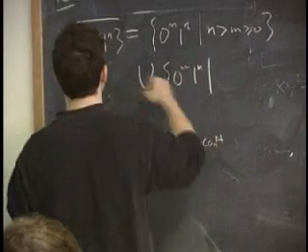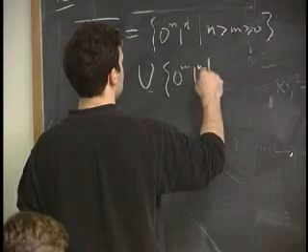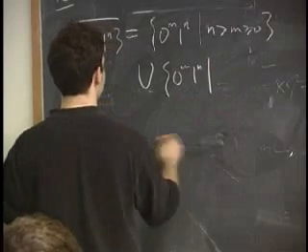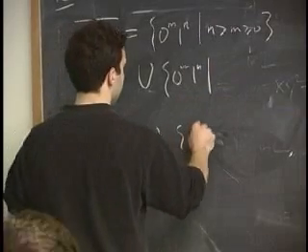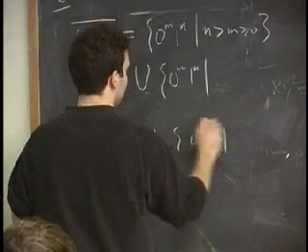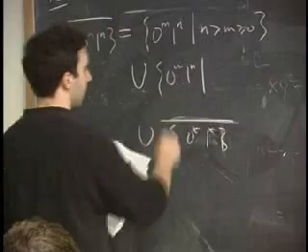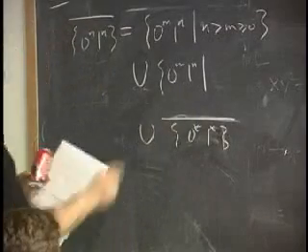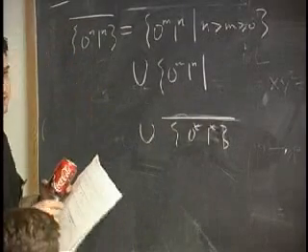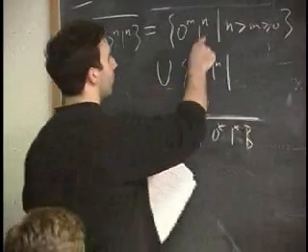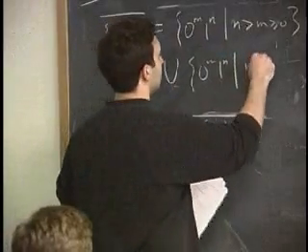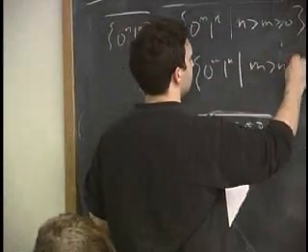So when can something not be of this form? Either it's not in 0 star 1 star. If it is in 0 star 1 star, how could it fail to be of the form 0 to the n, 1 to the n? It could either have more 1s than 0s or more 0s than 1s.